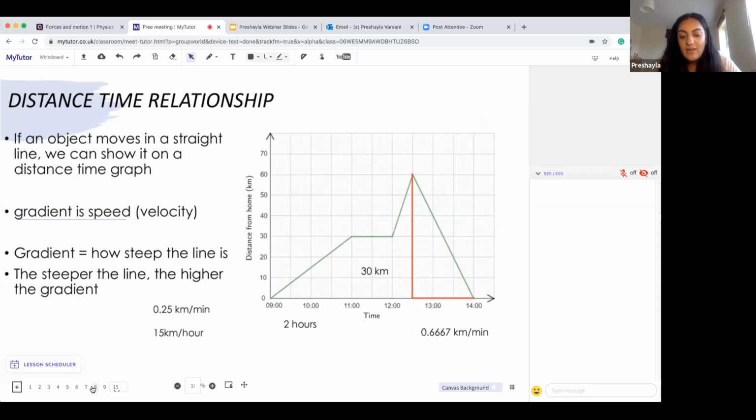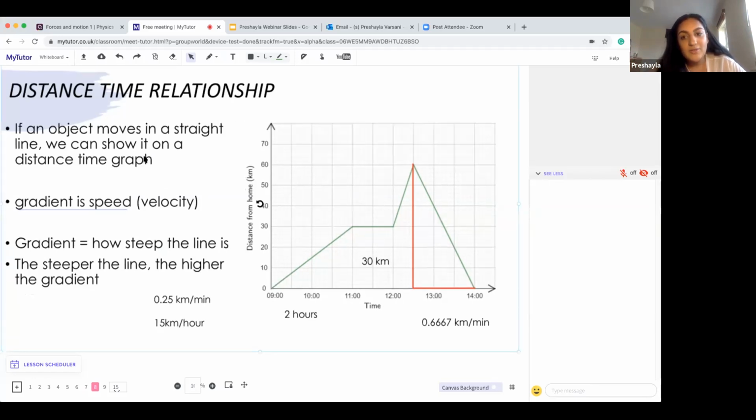Okay, let's look at the distance-time relationship. The distance-time relationship is something that is often plotted on graphs so that we can see how the distance changed with time. So on the y-axis, we have distance, and on the x-axis, we have time. Notice that on the y-axis, we have kilometers, and on the x-axis, we have time in hours, really. So it's going from 9 o'clock to 10 o'clock to 11 o'clock.